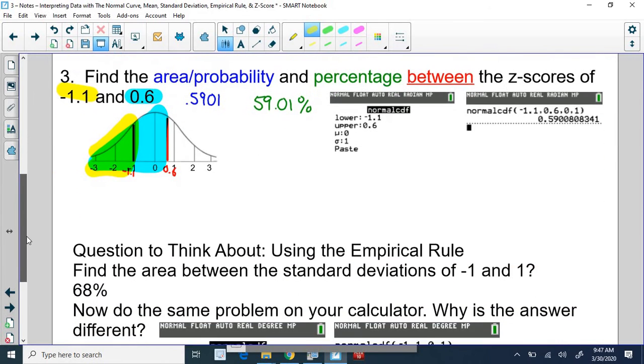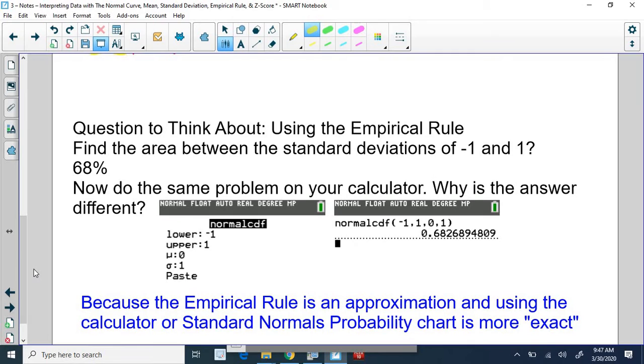So here's an interesting empirical rule question. Remembering from the normal notes that I had, if you had an empirical rule that went from negative 1 to 1, the empirical rule says that's 68%. But if I type the upper limit and lower limit in here, I get 68.269%. Now why does this happen? The empirical rule is an approximation. 68 is good enough for most quick calculations, and the standard normal probabilities chart will find more of an exact answer. Notice that 'exact' is in parentheses because statistics in general is all approximations. So you're really splitting hairs here. Do you want to be exact, quote unquote, or do you just want to do a good enough analysis?